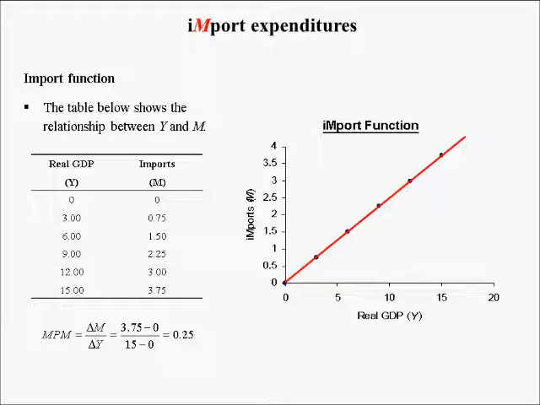Now, the marginal propensity to import is the change in imports over the change in real GDP. Now, when imports are 3.75, real GDP is 15. When imports were zero, real GDP was zero. So the marginal propensity to import is 0.25, and so the import function is simply 0.25 times Y.